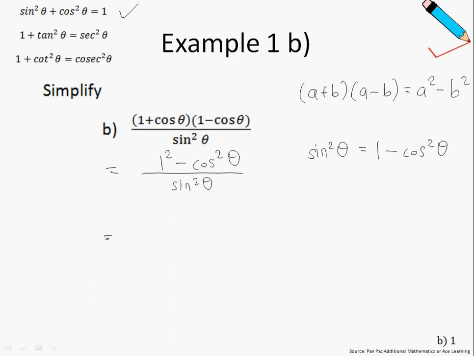If I replace my numerator with this function you see over here, I will just get sine square theta. Then cancelling sine square theta and sine square theta, I will just be left with 1. That's all for example 1b.